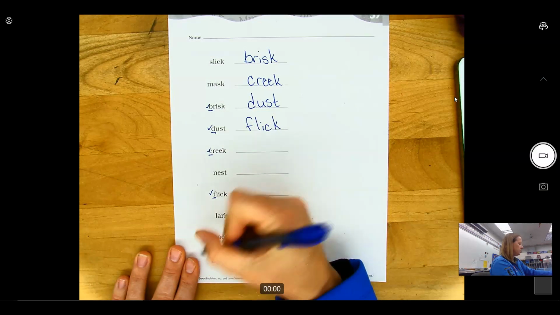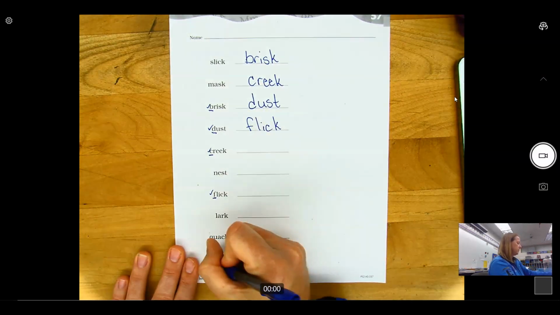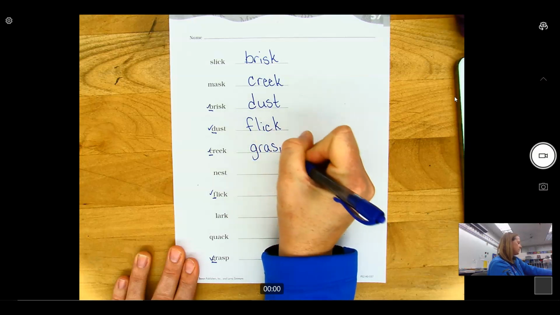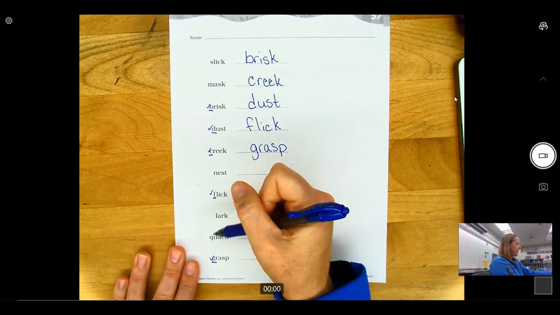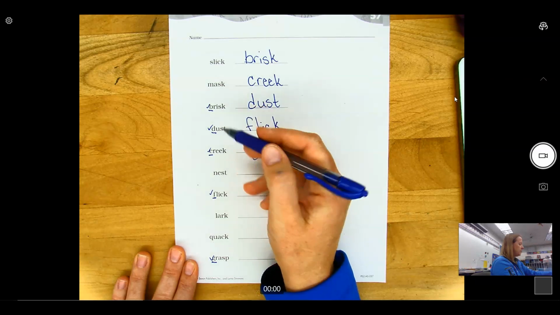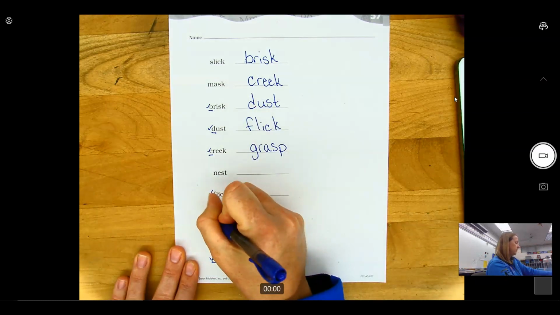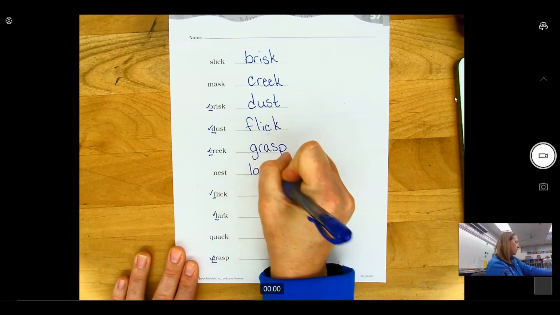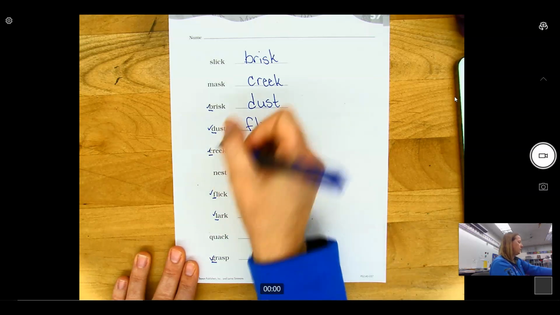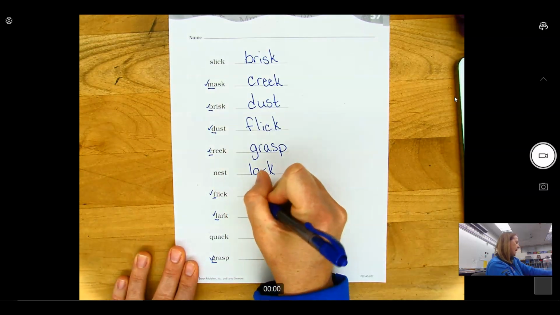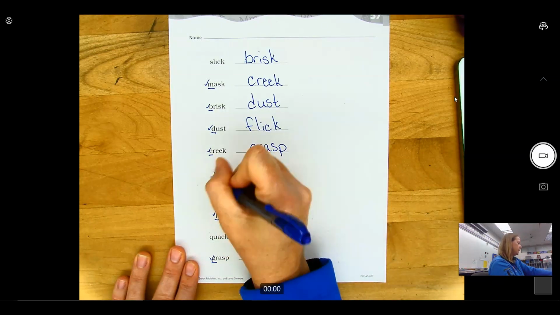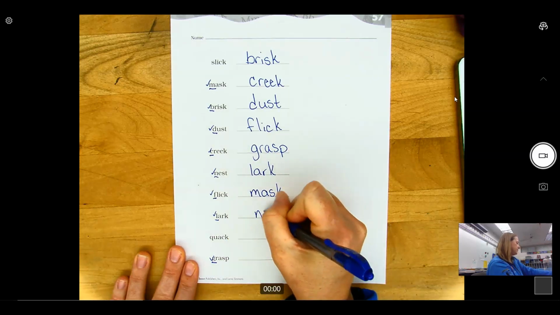G, here's a G. Any more G's? Nope. Grasp. G, H, I, J, K, L. Here's an L. Lark. L, M, N. Oh, here's an M. Ask, mask. N, here's an N, nest.